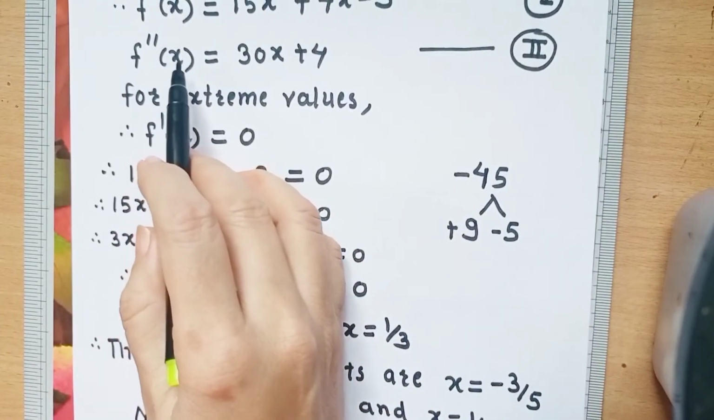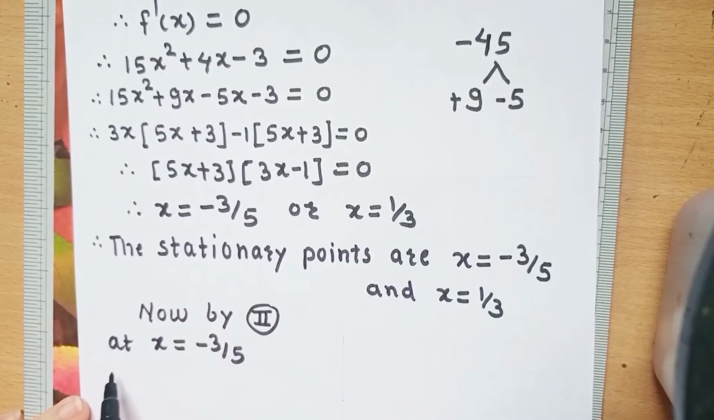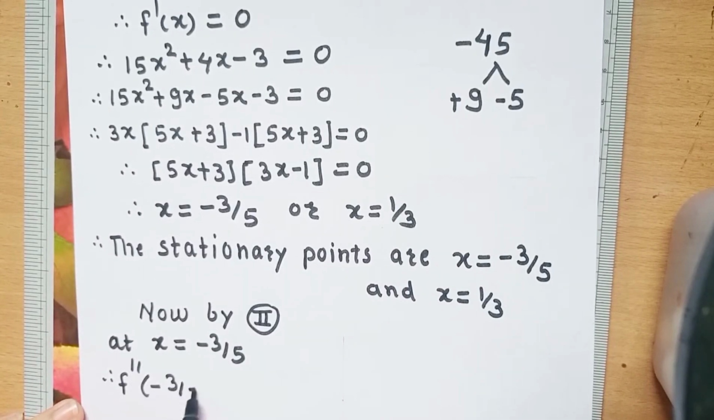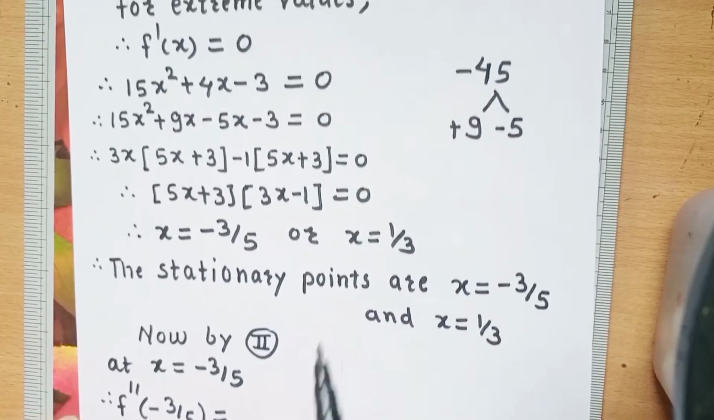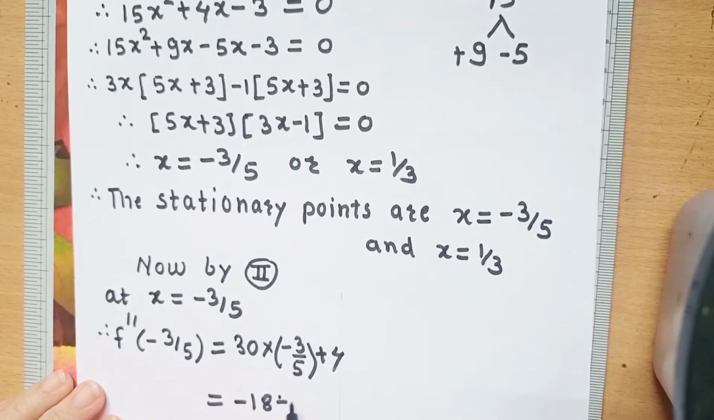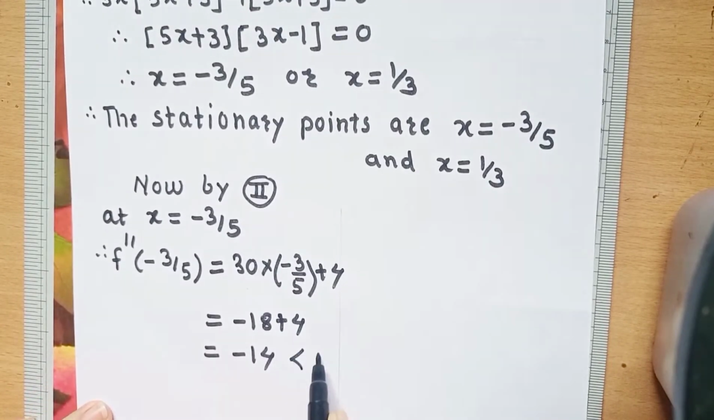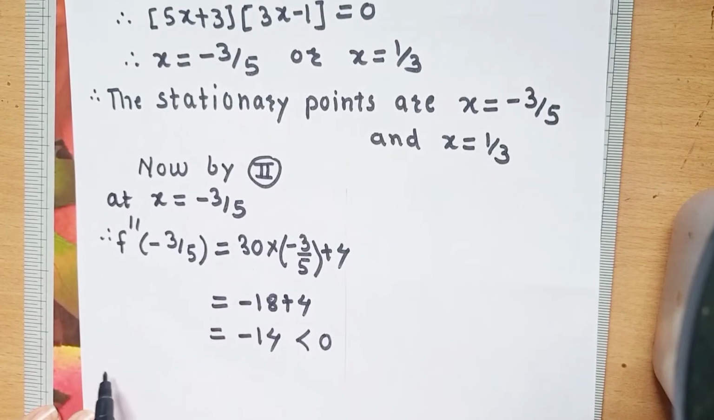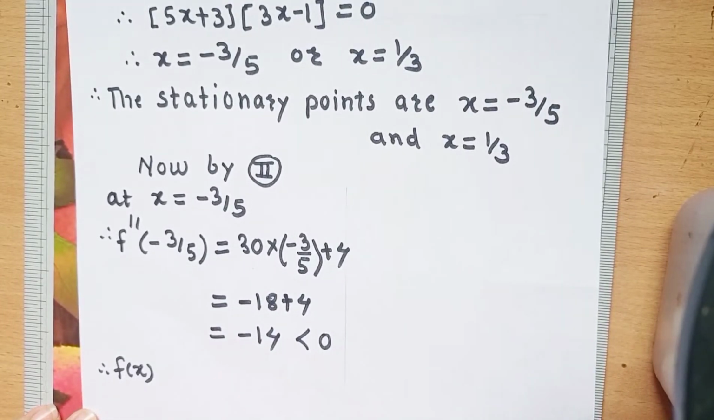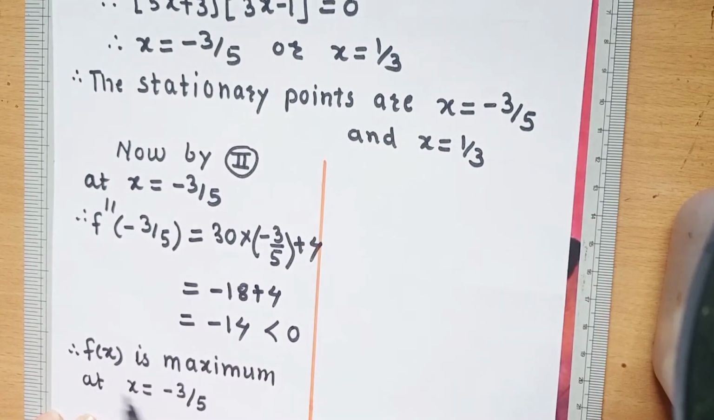Now by 2, f double dash of x is this, therefore f double dash of minus 3 upon 5 equals plus 4, and that is equal to minus 14. This value is less than 0, and so we can say that f of x is maximum at x equal to minus 3 upon 5. So I have written this sentence.